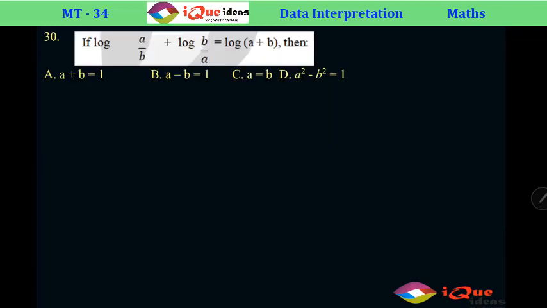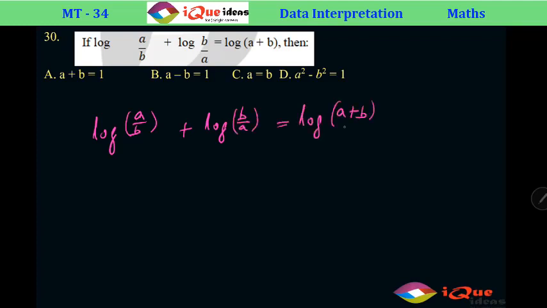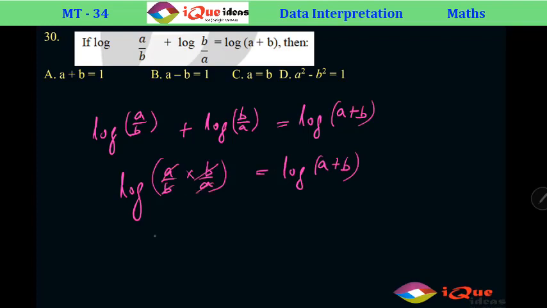Now this question is based on the concept of log. It says log of a by b plus log of b by a equal to log of a plus b, right? Now the plus sign would mean the numbers will get multiplied. So we straight away have log of a by b into b by a equal to log of a plus b. Now b and b cancel, a and a cancel. So it is log 1 equal to log of a plus b.